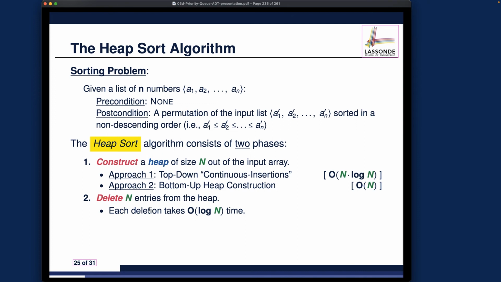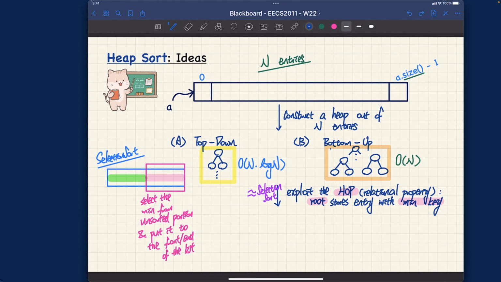And each deletion is going to take big O of log n time. If you recall, for insertion and deletion, both of them take log n time. Why does the deletion take log n time? It's because once we have replaced the root, let me just talk about it quickly. The idea would be you get some heap over here. Let's say this is the heap.